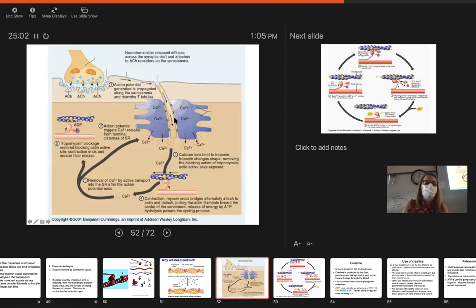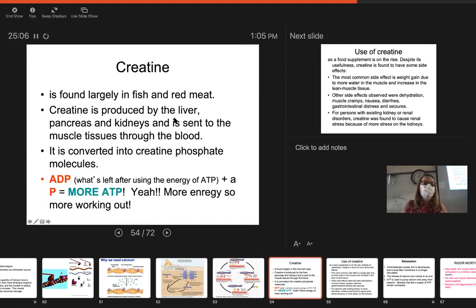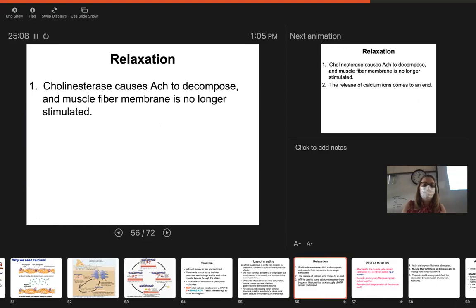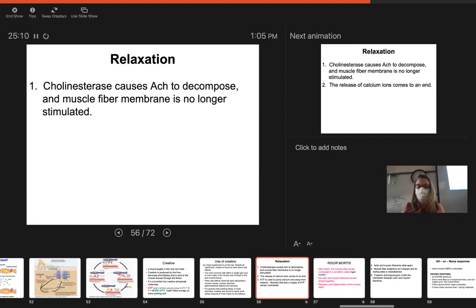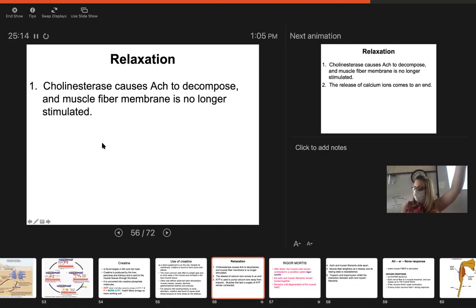This is a whole little diagram, and I'm not going to get into it right now. I've got a thing on creatine right there. I don't want that. Relaxation basically is just the backwards. All right, so number 1, cholinesterase causes ACH to decompose, thus no stimulation. Without ACH, there's no contraction.